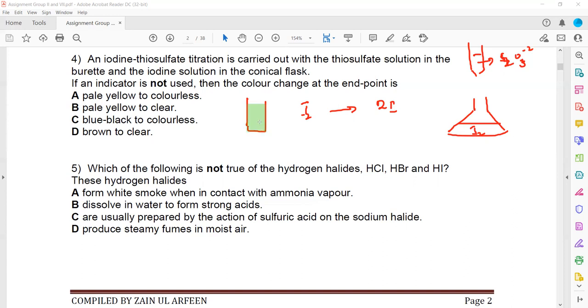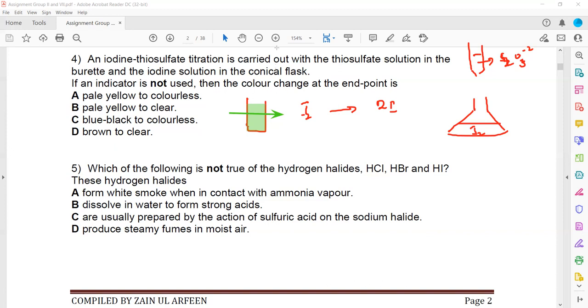Clear solution refers to it can allow the light to pass through, but it does not show the nature of the solution, the color of the solution. There's a difference. For example, if I take water and add a drop of blue ink to the water, the whole water will turn blue. But when I say the nature of the solution, it will be a clear solution. Clear solution means I can easily see through the solution.